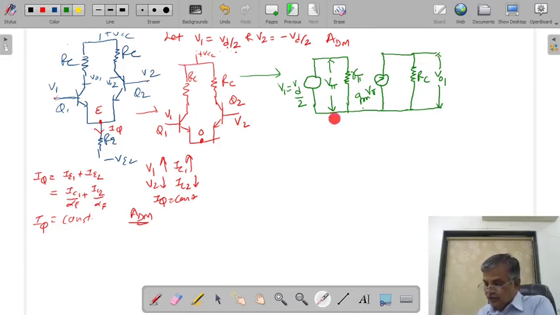The same circuit you can draw for this transistor. Only one change: V2 is minus Vd. Here what have I written? V1 is plus Vd by 2. So for this, V2 is equal to minus Vd by 2.